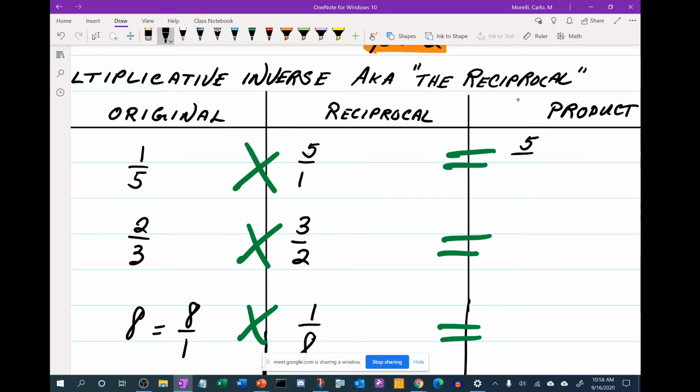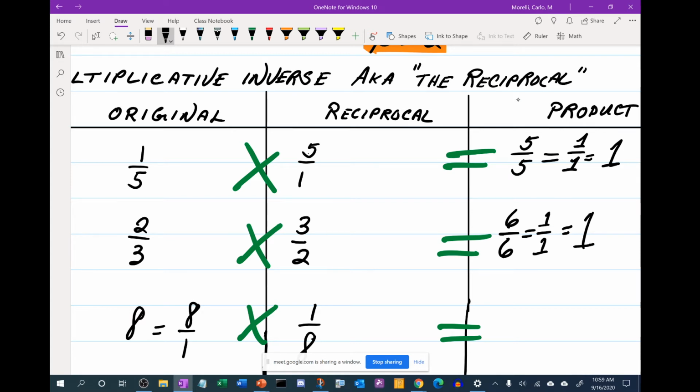Okay, so yes, you're correct. Who was that said? Jose said it? Okay. So I heard 5 over 5, which is correct, but what does that reduce to? 1 over 1, which reduces to just 1. Okay, good. How about 2 over 3 times 3 over 2? 6 over 6, which is equal to 1 over 1, which is equal to 1.